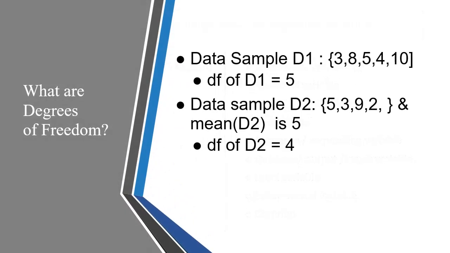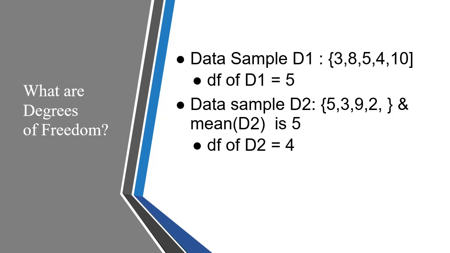Now, the next important concept is degrees of freedom. Let me explain what degrees of freedom is. Suppose you have a data sample 3, 8, 5, 4, 10. There are 5 different data points available, and each is not dependent on the other. So for this sample set, the degrees of freedom is 5, because each data point is not dependent on the other at all. Now let us take another data sample D2, where we have 5, 3, 9, 2, and there is one more data point which is not known at present, but we know the mean of this data is 5.